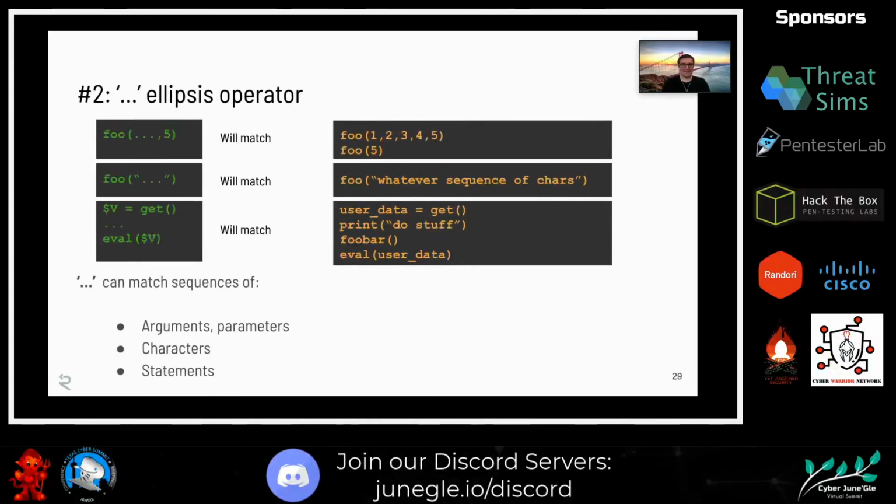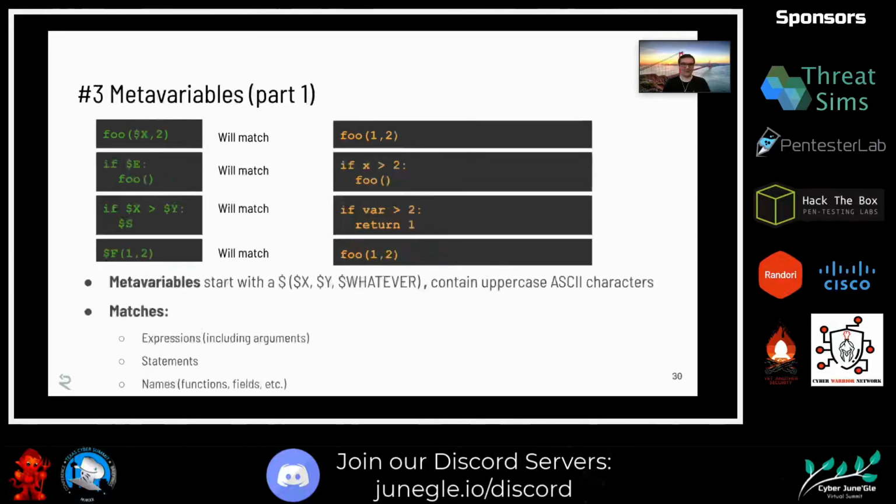Next, we talked about the ellipsis operator. Again, this just abstracts away entire sequences of characters or expressions or statements. So if I want to find all calls to foo where the last argument is 5, I can use ... to match that one case where there's just 5, as well as cases where there are multiple arguments. You can do the same thing with strings, and you can also get rid of multiple statements like print statements and other things. So the ellipsis operator is really powerful.